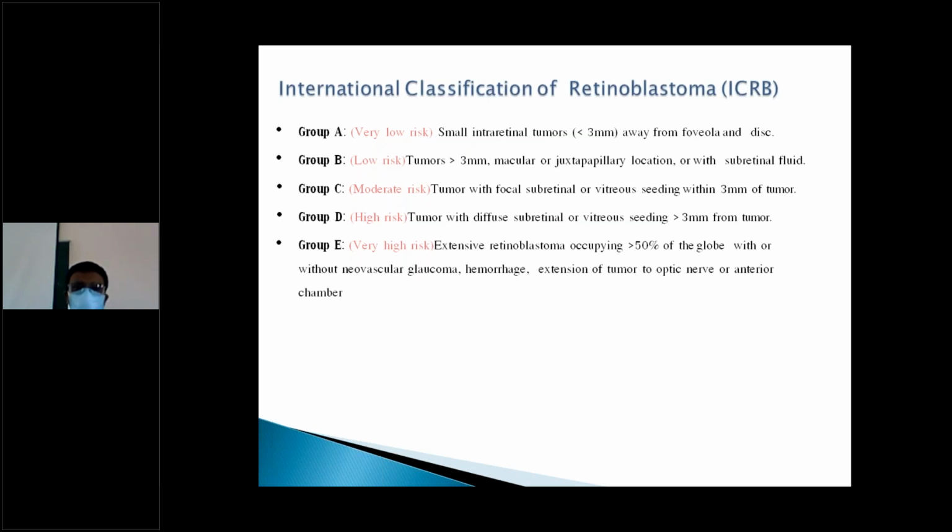If the tumor is less than 3 mm in size, it is very low risk. If the tumor is more than 3 mm in size, it is low risk. If there is focal seeding of the tumor, it is moderate risk. If there is diffuse seeding of the tumor, it is high risk. If the tumor is occupying more than 50% of the globe, it is very high risk. Very simple. You can remember like that. This is the international classification of retinoblastoma.